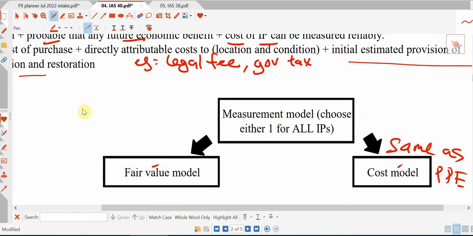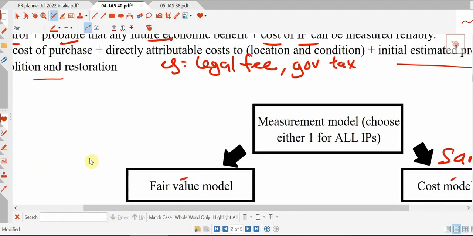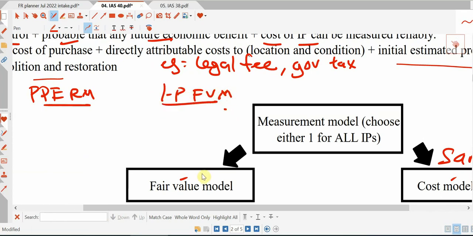So I'm going to use this space here to write four differences between PPE revaluation model, the one that you already know, versus investment property fair value model. Okay, let's do revision. Now for PPE revaluation model, if you have chosen this revaluation model, do you remember how often you need to revalue the asset? You cannot do one time and after that don't do. You must continue to do. But do you remember how frequently you need to revalue your PPE if you have chosen revaluation model?